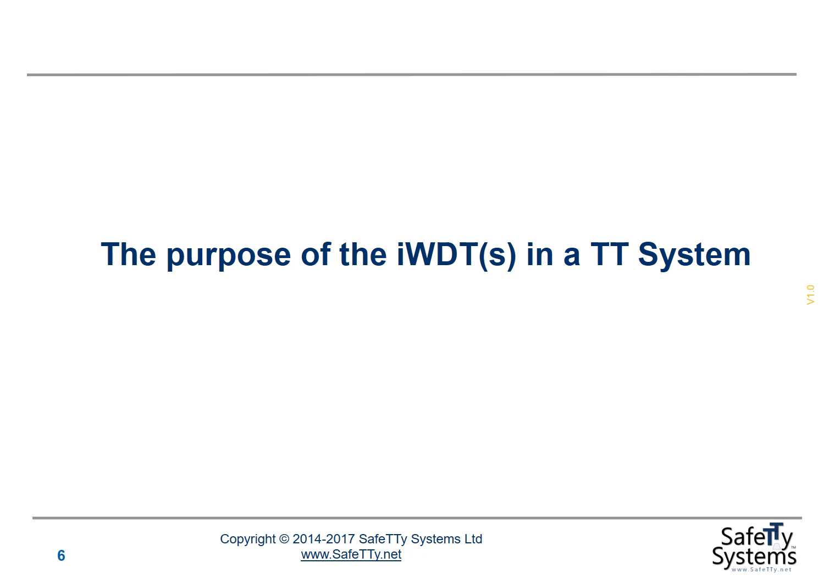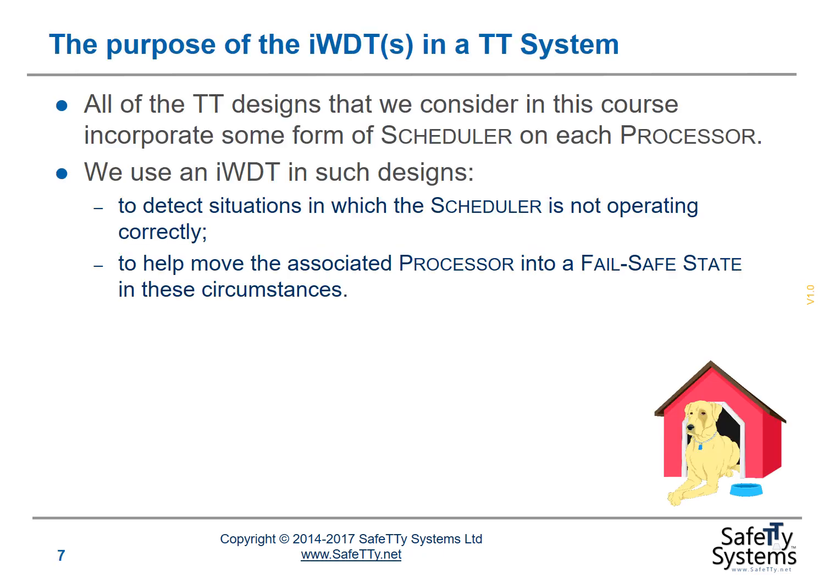So let's consider what the purpose of an internal watchdog timer is in a TT system. All of the TT designs that we consider in this course incorporate some form of scheduler on each processor. We use a watchdog timer in such designs to detect situations in which the scheduler is not operating correctly, and to help move the associated processor into a fail-safe state in these circumstances. That's our key use for a watchdog timer in the systems that are considered on this course.